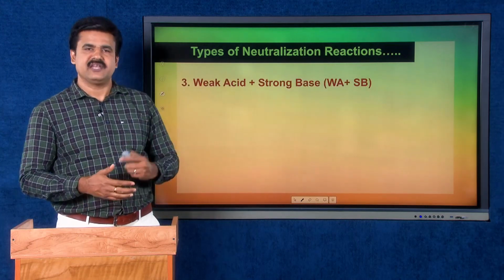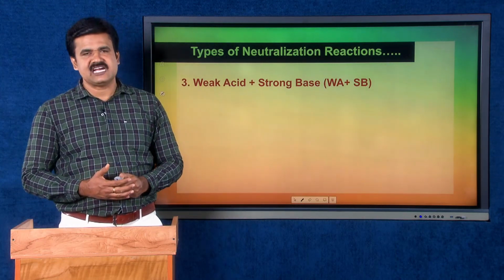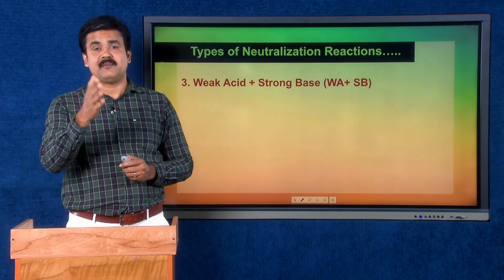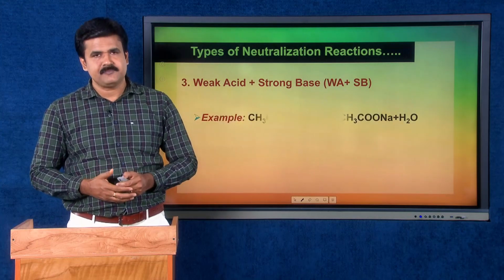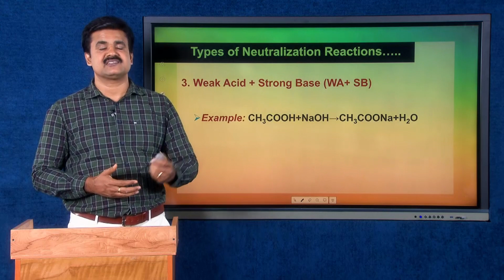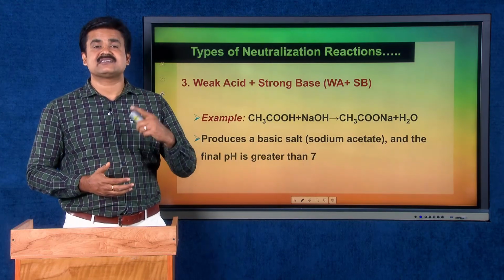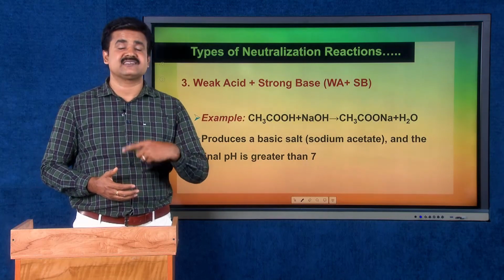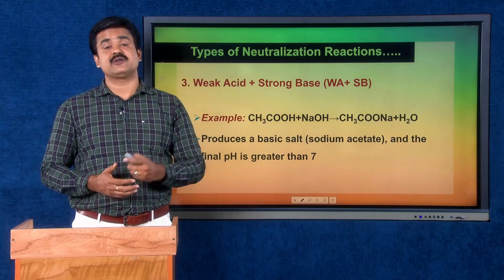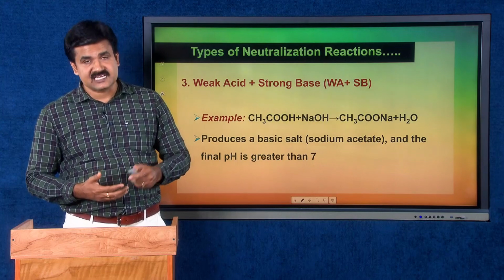That is the concept. Now, we are discussing the third type of neutralization reaction, that is the reaction between a weak acid and a strong base, abbreviated as WA plus SB. A typical example for such a titration is acetic acid plus NaOH produces CH3COONa and water, and this produces a basic salt, that is sodium acetate. Sodium acetate on hydrolysis produces sodium hydroxide and acetic acid. That sodium hydroxide is more basic, so the pH of the medium will be greater than 7.